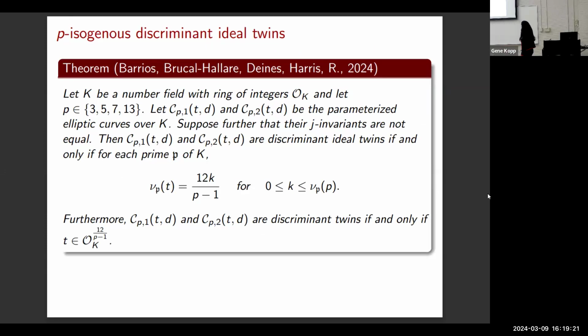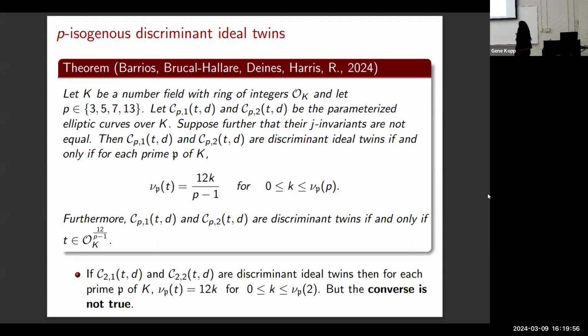This is the work we started in SRNT1, rethinking number theory. Ali was the person who led this project. And we came up with this result that we can get a condition on this parameter T. And this is a really nice condition, which will tell you when they are discriminant ideal twins. And they will be discriminant twins if further this T belongs in this set. So there is this really nice condition you can figure out.